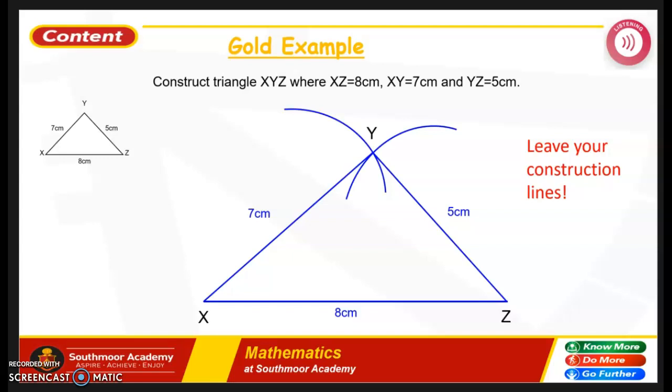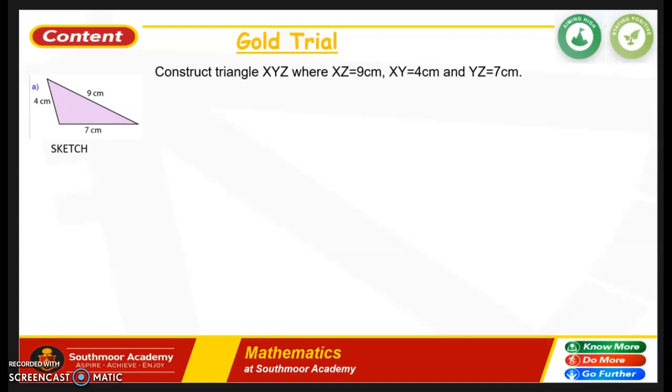I'm going to put your trial question on the screen now, so pause the video if the students haven't finished copying this down. So your trial question: construct the triangle XYZ where XZ is 9 centimetres, XY is 4 centimetres, and YZ is 7 centimetres. So here I have given you an example of how it should look. Pause the video here to allow the students time to have a go at the question.